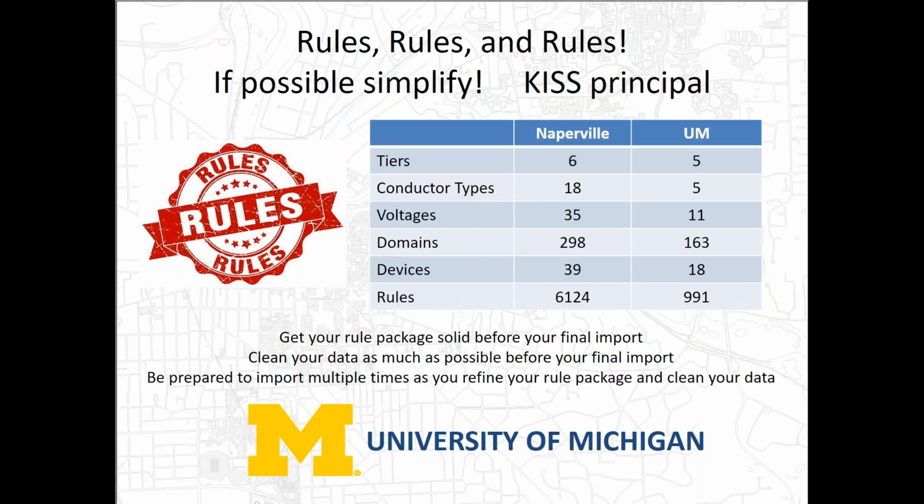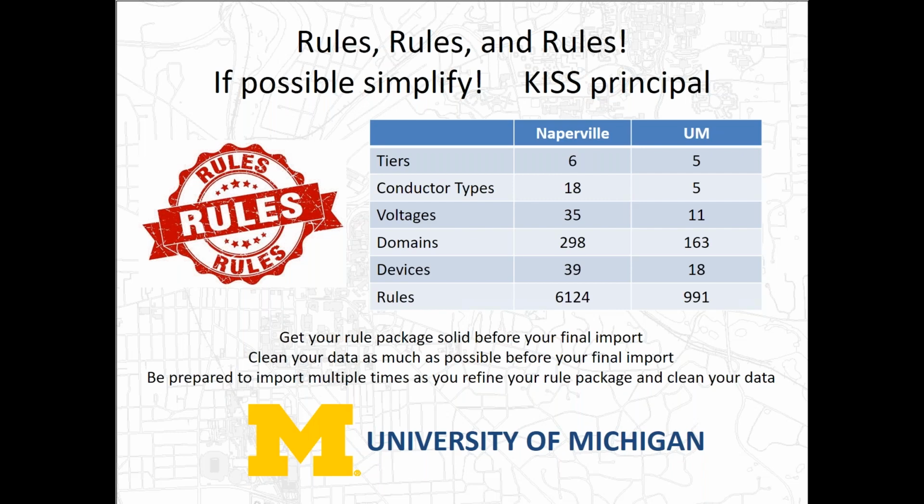So comparing some of the things that we did, we completely rewrote the rule package, and we took the tiers. Naperville had 6, we dropped them to 5. The conductor types, Naperville has 18, we dropped them to 5. Voltages, they've got 35, we dropped to 11. And domains, a significant drop, and the number of devices, a significant drop.